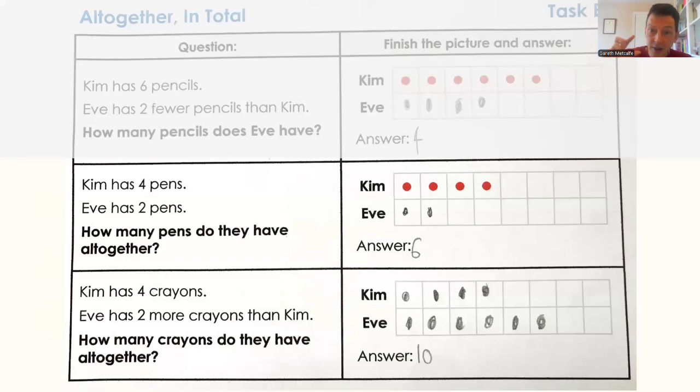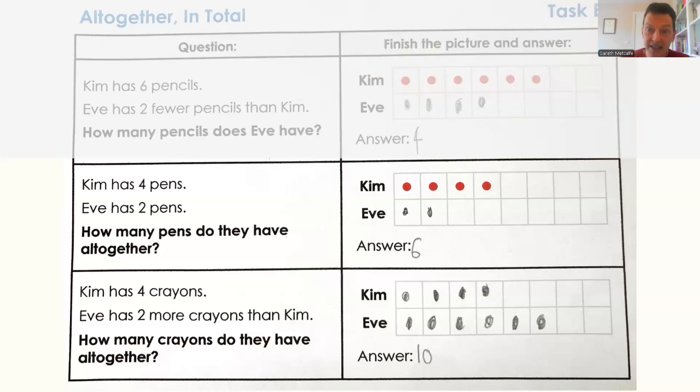Now, I want to have a look at question 2 and 3 here. This is an example of what I'd call a pair of minimally different questions. This is a technique I use right across the age range. Kim has 4 pens, Eve has 2 pens. How many pens do they have altogether? The answer is 6, and the visual representation helps to show that.